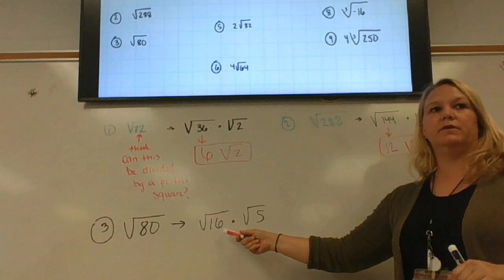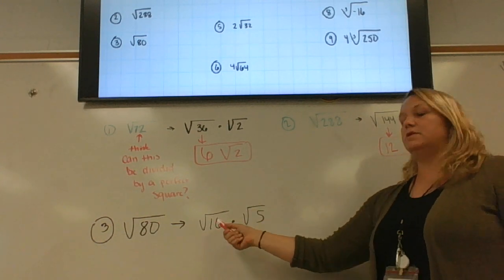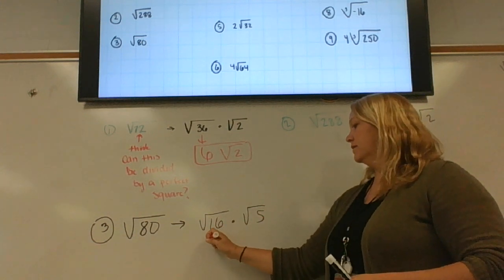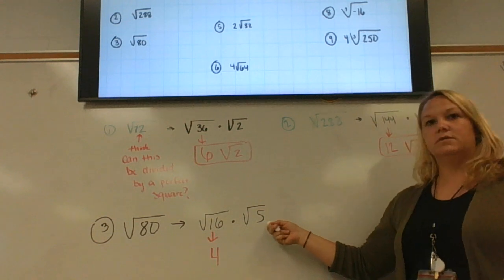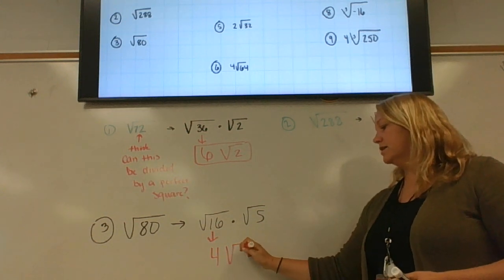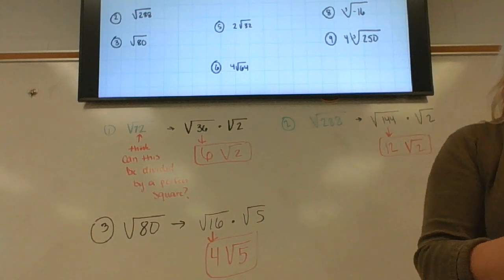And you had to prove in pre-algebra that you could square root 16. So you're supposed to know right now that the square root of 16 is 4. The square root of 5 isn't a number that square roots, it's a decimal. So the 5 is stuck. This final answer is 4 square root 5.